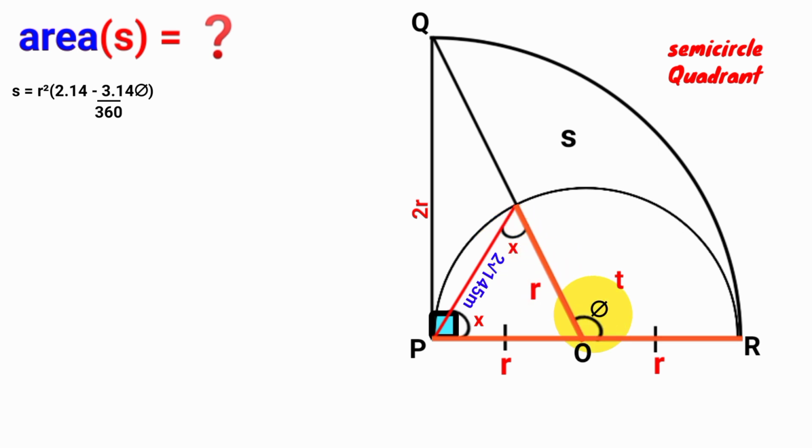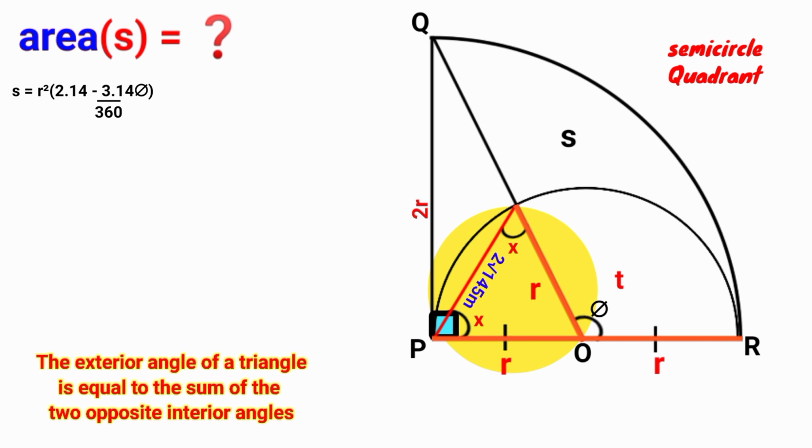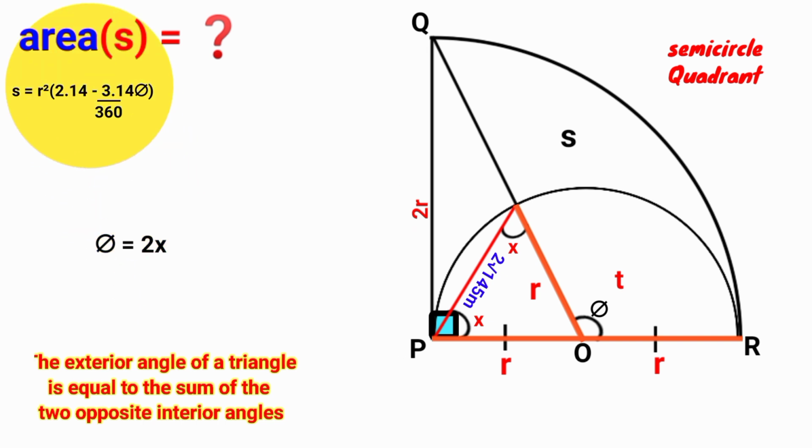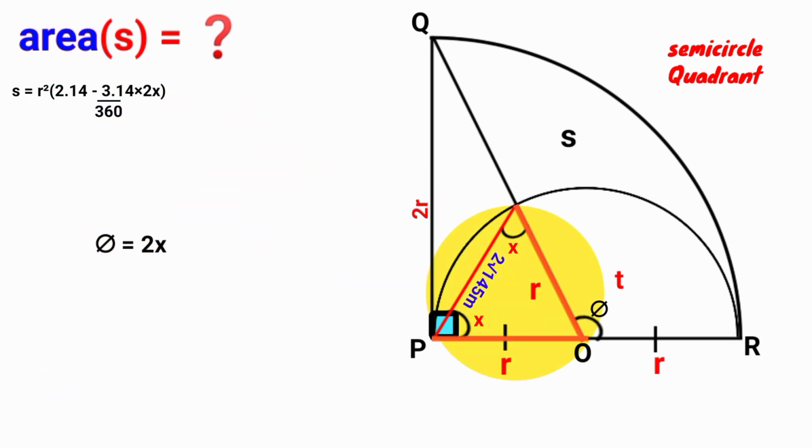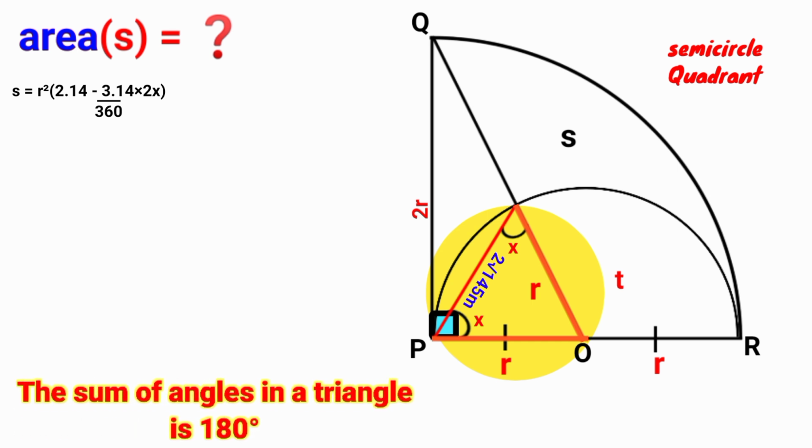Now look at this angle theta. It is an exterior angle of this triangle. We know the rule that the exterior angle of a triangle is equal to the sum of the two opposite interior angles. So it is equal to the sum of this x and this. Therefore, theta equal to x plus x, which is 2x. Substitute here.